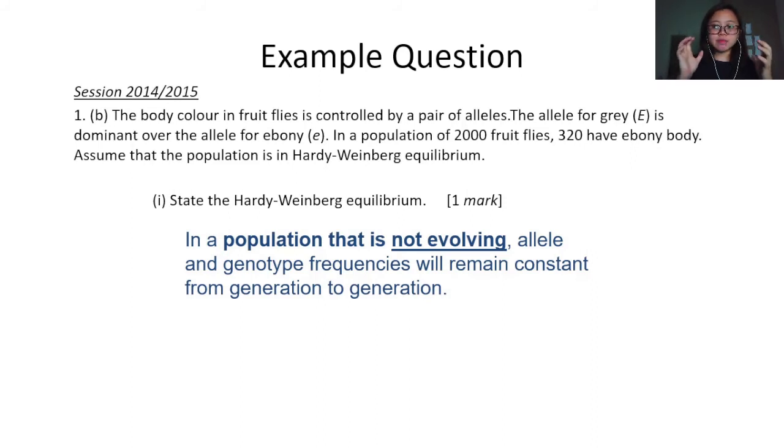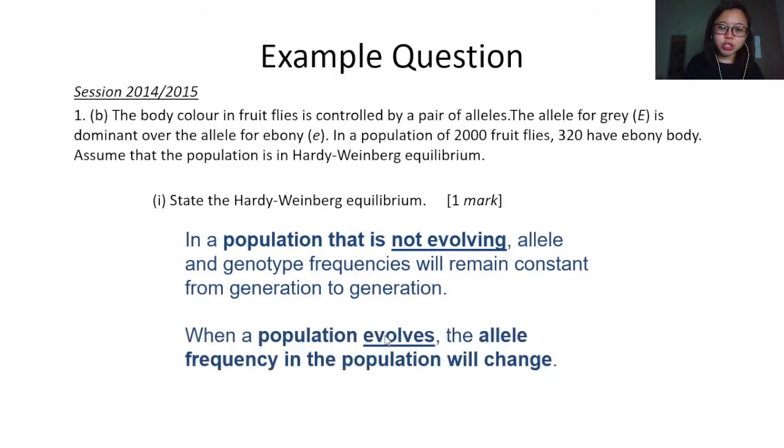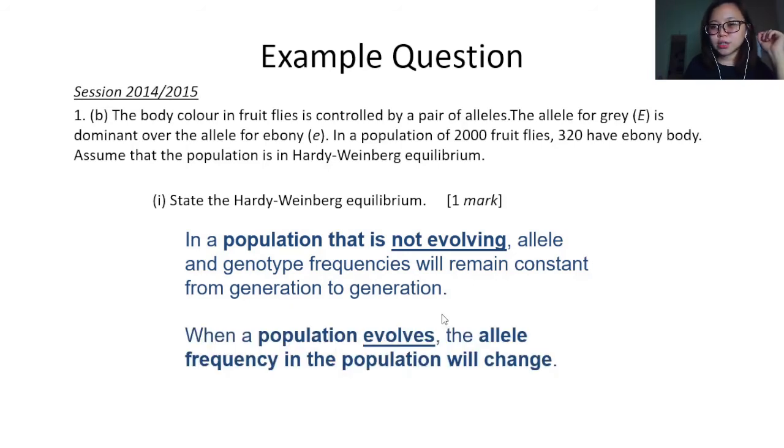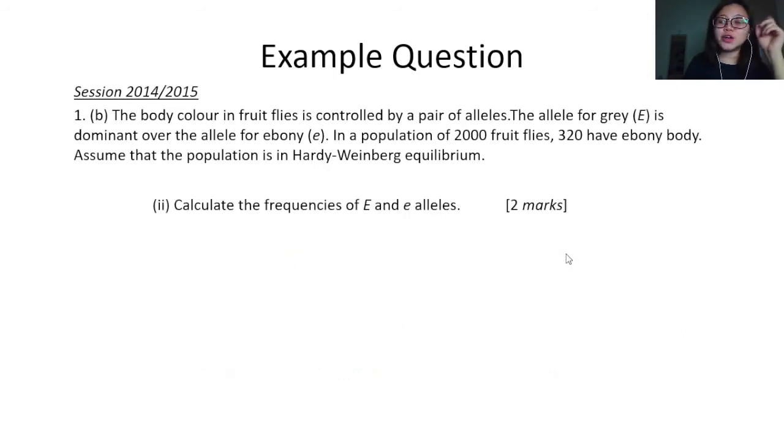Sekarang kalau tidak silap, kita jawab macam ini saja pun boleh. Tapi kalau ikut silabus lama ataupun skema jawapan yang lama, kadang-kadang soalan minta kamu tambah. When a population evolves, the allele frequency in the population will change. If I'm not mistaken, now the questions only ask for this part. Yang bahagian kedua ni kurang wajib. So ada tulis begini, 1 marka. Let's move on to question number 2.